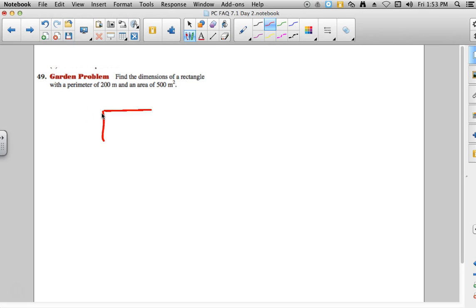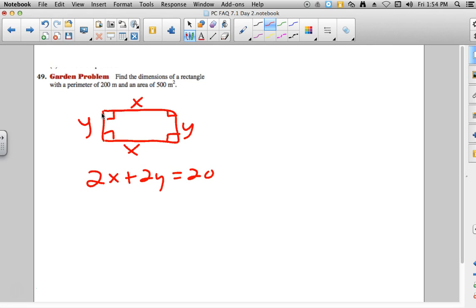So we've got a rectangle. We don't know the dimensions, but we know about rectangles. So we use that to our advantage. And it has a perimeter of 200, so 2x plus 2y equals 200, because perimeter means if you added up all the sides, what would you get? And then we have an area of 500, so x times y equals 500. So it's up to you whether or not you want to get the x or the y. We definitely would use substitution for this one.